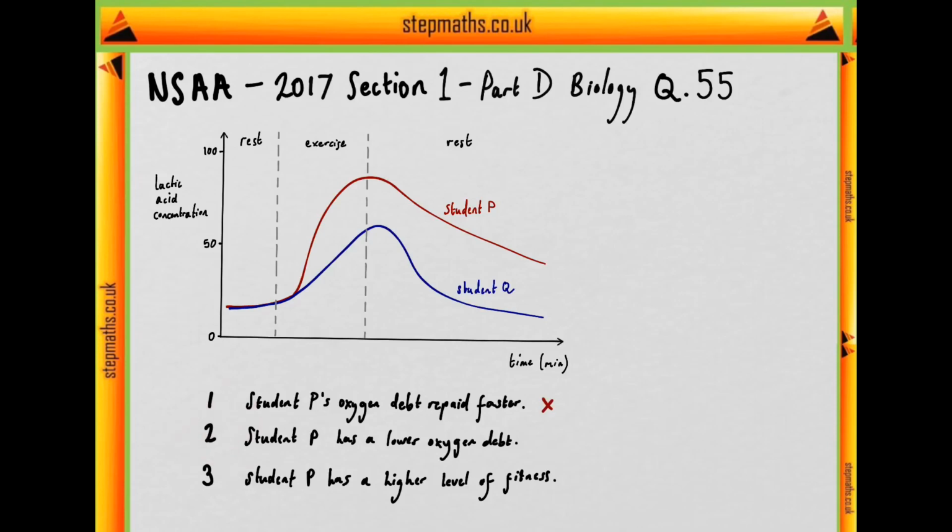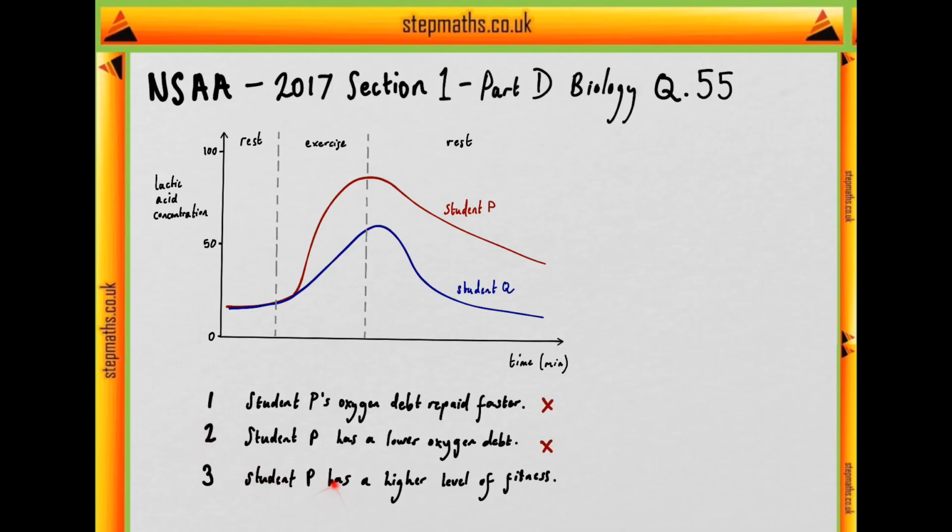Moving on to point 2, student P has a lower oxygen debt. Well, this is clearly not true, since lactic acid correlates to oxygen debt, since it is an anaerobic process which requires oxygen in order to recover. So we can say this is also false.